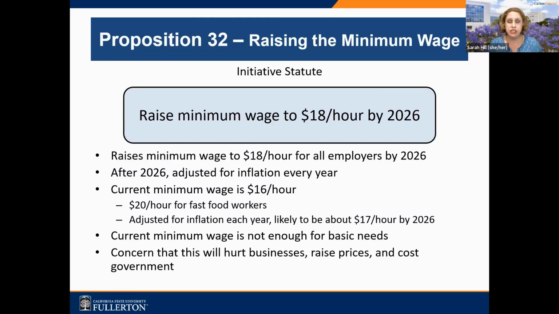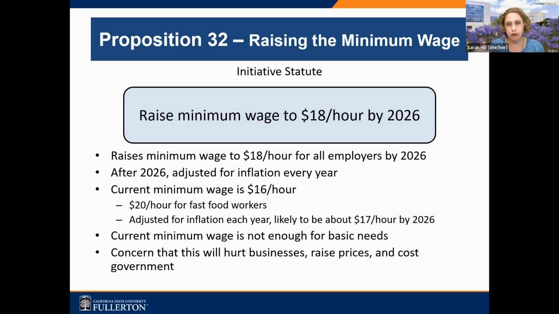So we're going to start with Proposition 32, raising the minimum wage. This is fairly straightforward. The details are a little more complicated, but overall it's pretty straightforward: the minimum wage in California would increase to $18 an hour by 2026. That's the basic idea. There's a little bit of a step in there for smaller employers, but for everyone, the minimum wage would be $18 an hour for all employers by 2026. And then after that, it would continue to be adjusted for inflation every year.